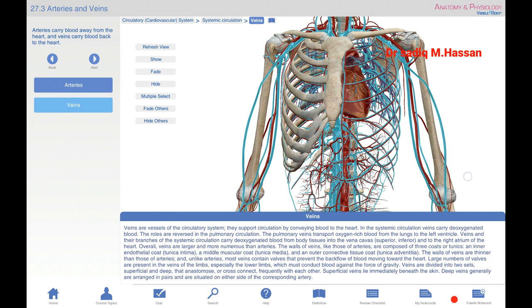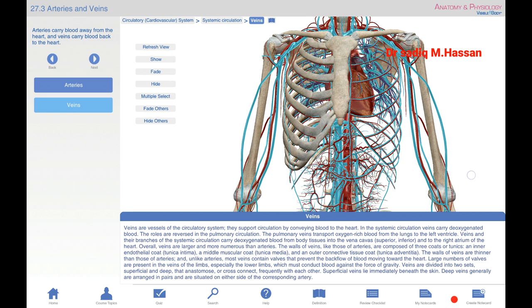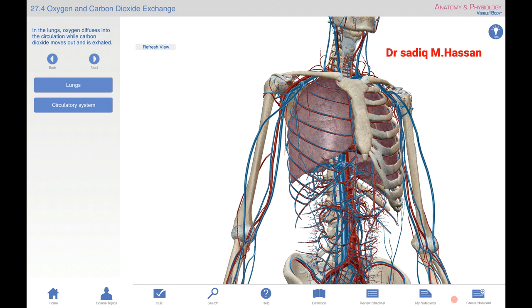So usually we see the veins. You can see and touch the superficial veins. The deep veins generally are arranged in pairs and are situated on either side of the corresponding arteries. So that is why you don't generally see the deep veins.